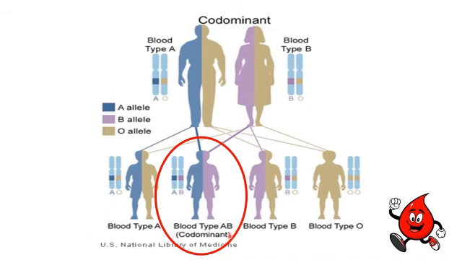Why is it codominant? Because in the blood, it has both the characteristics of A and the characteristics of B. For that reason, blood type AB is an example of codominance, because the two characteristics show in the traits of a certain organism or offspring. So a blood type AB person is codominant or heterozygote because it has blood type A and blood type B as well.